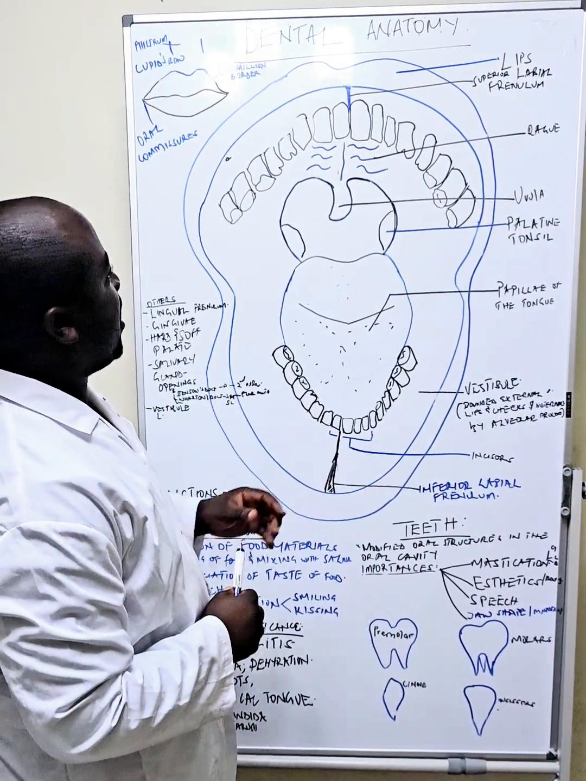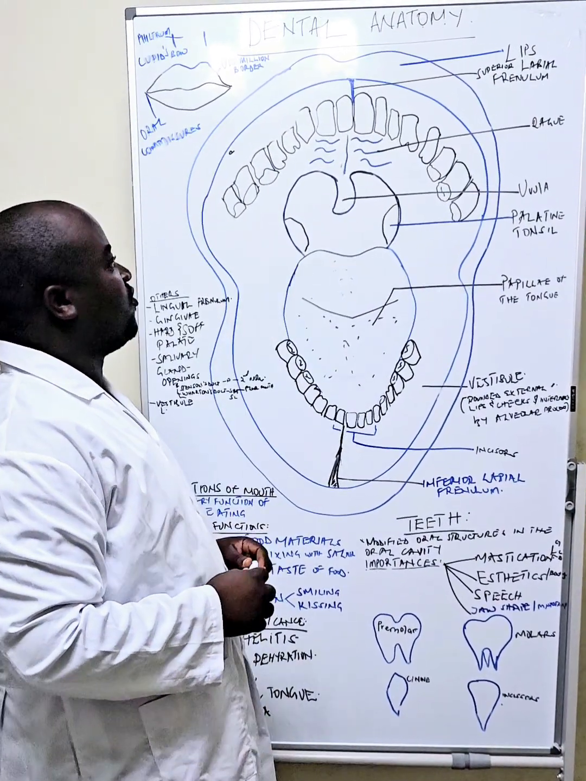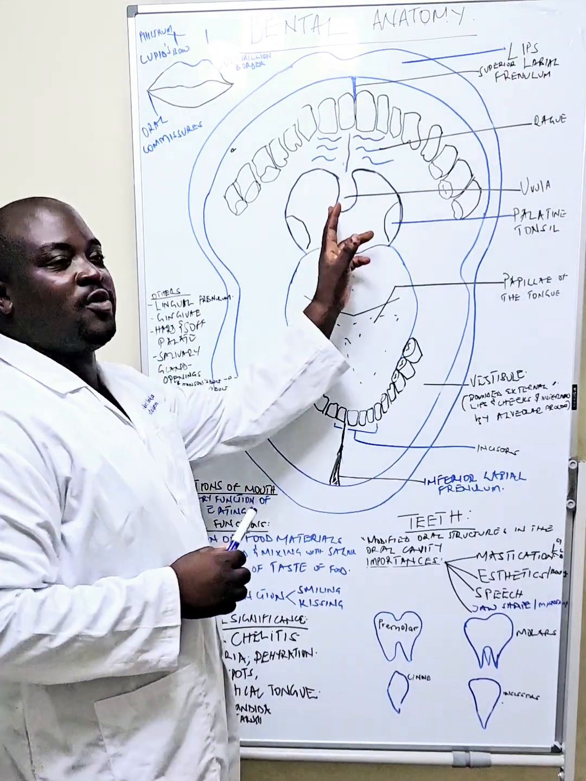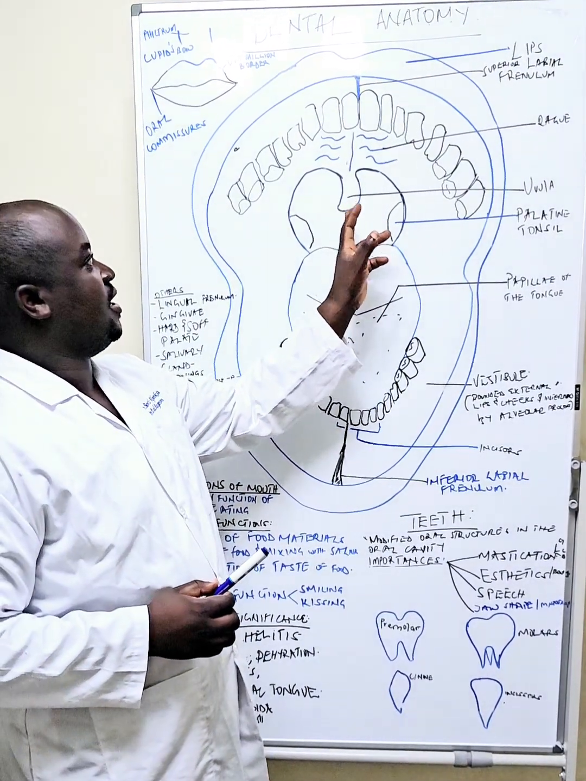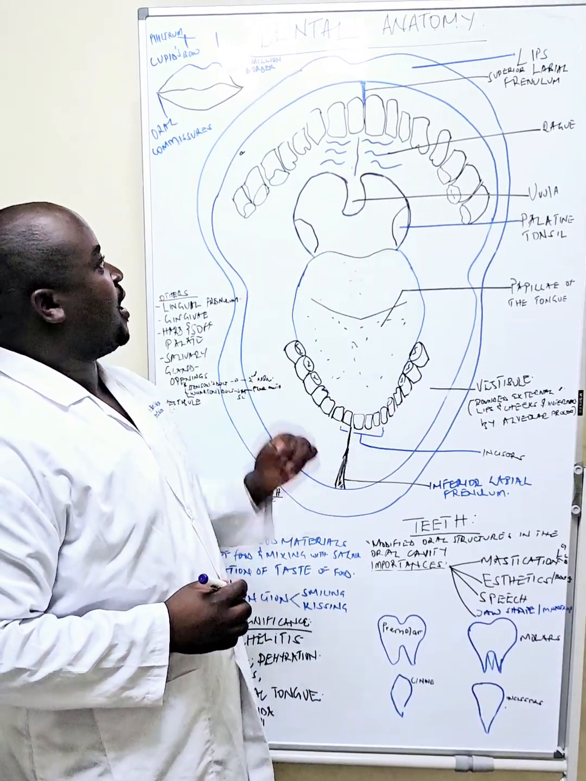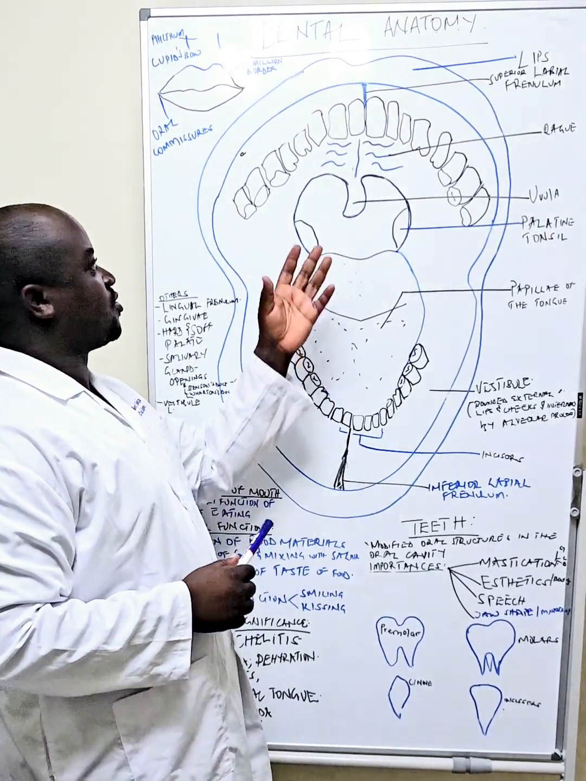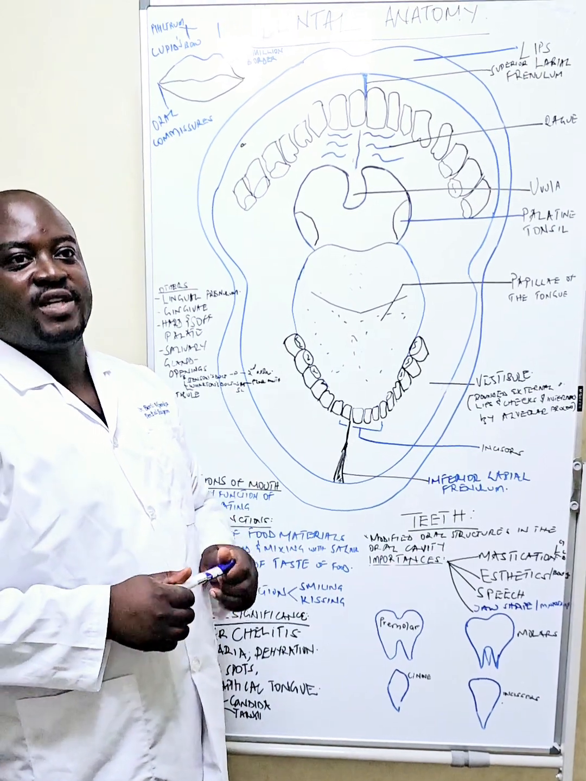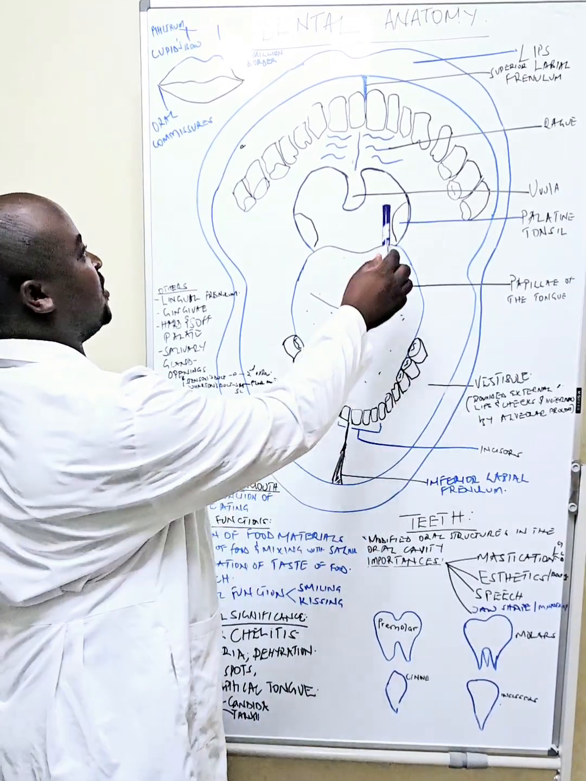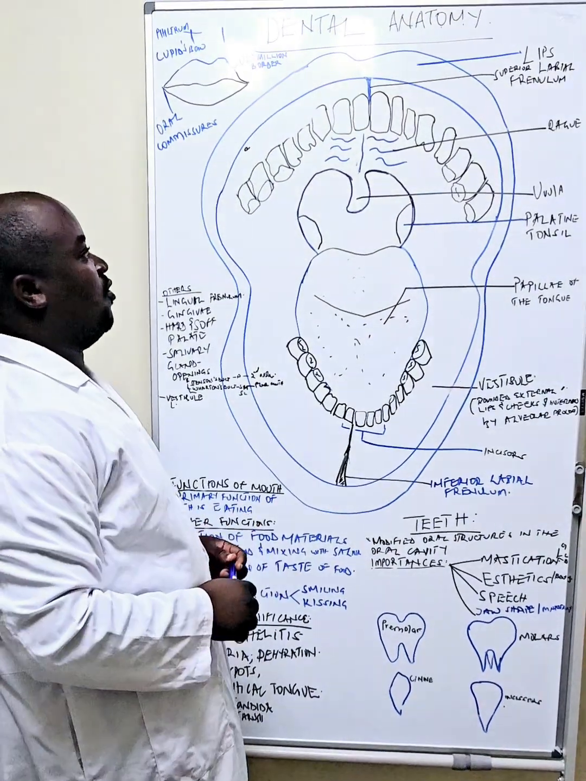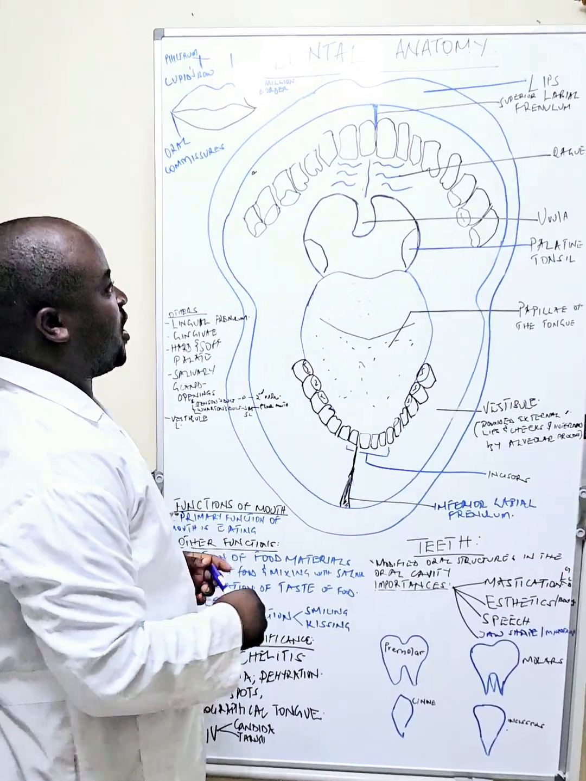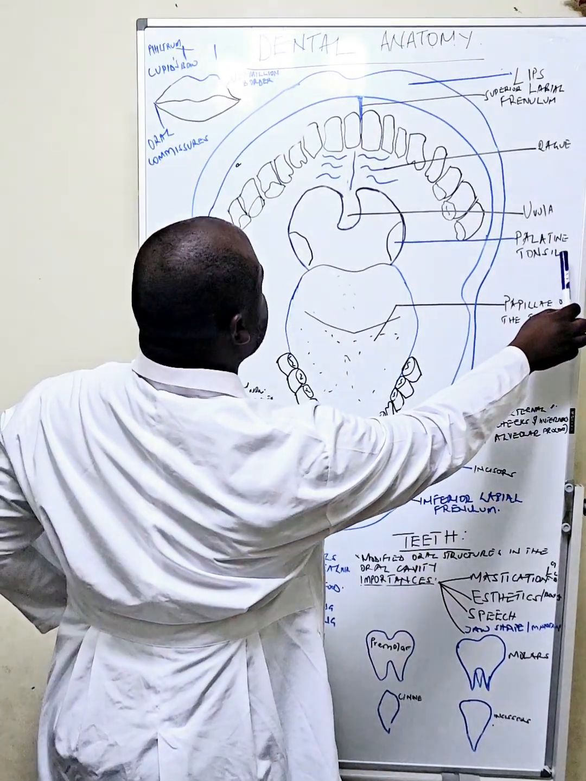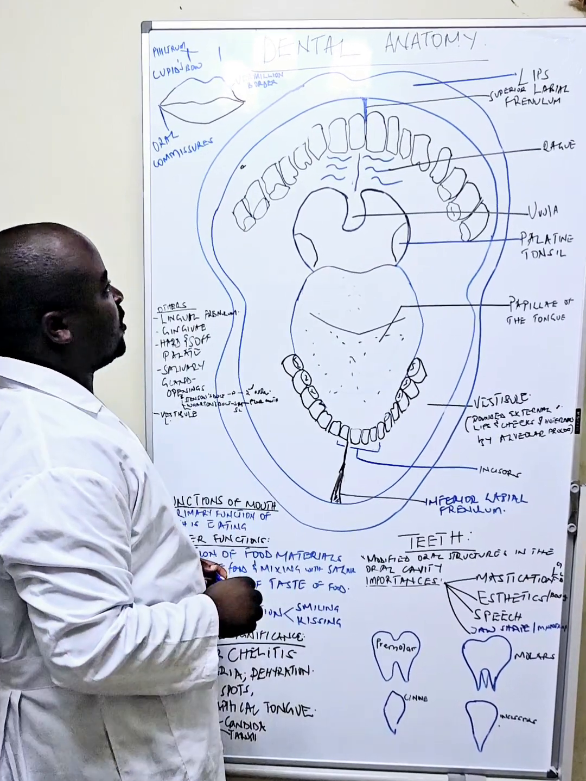Apart from that, we have the uvula. Uvula, this is the hanging ball at the oral pharynx. It is very important because it helps us to prevent choking when you're eating. This is the uvula. Apart from that, we have the palatine tonsils. They are here, very important.